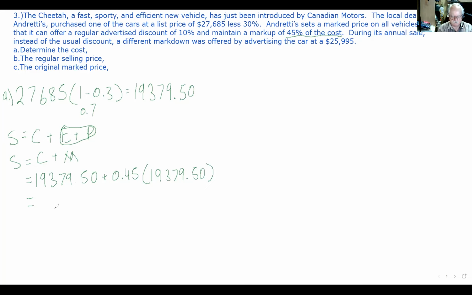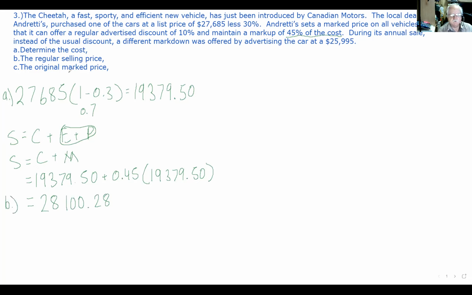19,379.5 times 0.45 plus 19,379.5. So I'm getting a regular selling price of 28,100.28. So that's basically our answer to part B.